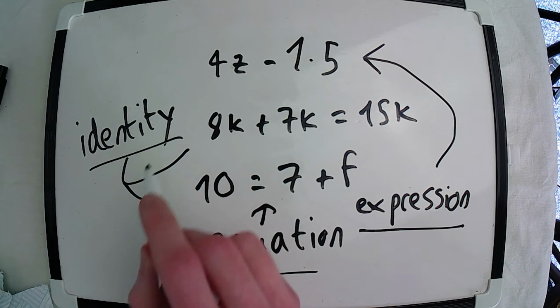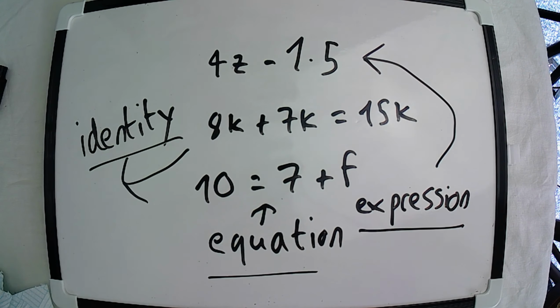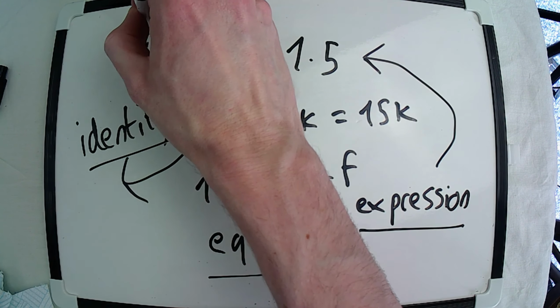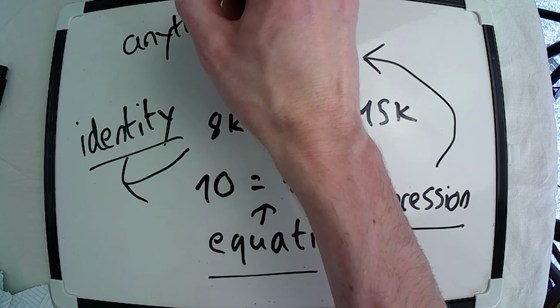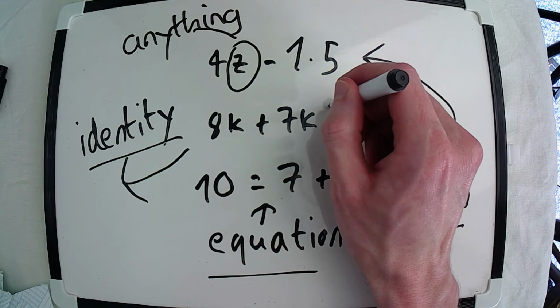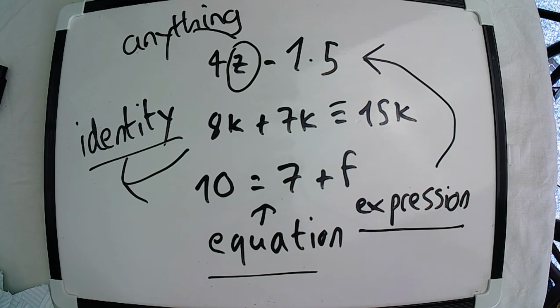So what exactly is the difference between an identity, an equation, and an expression? In an expression, z can be anything. This is, in simple terms, just saying 4 lots of something, any number, subtract 1.5. This identity is very interesting. This is saying that 8 lots of something and 7 lots of something is 15 lots of something. This is just true. Sometimes in maths, we'd use a little equal sign with 3 lines for an identity.